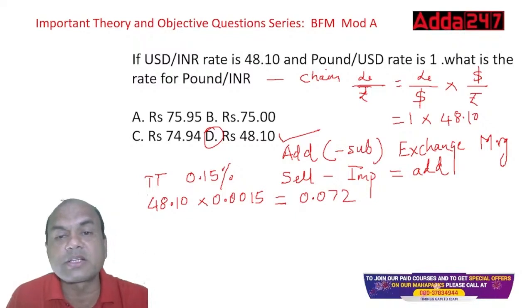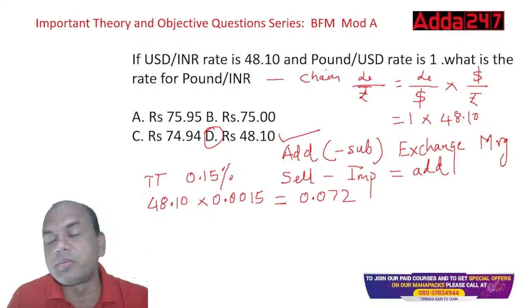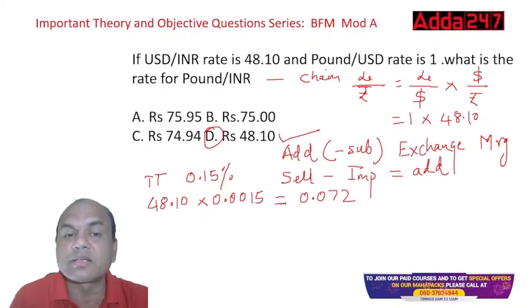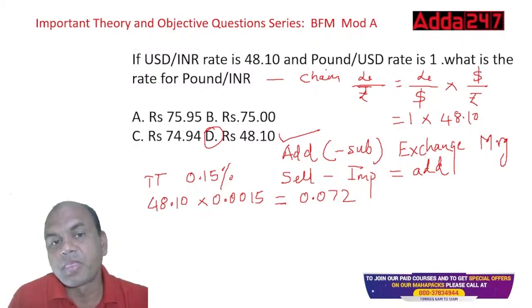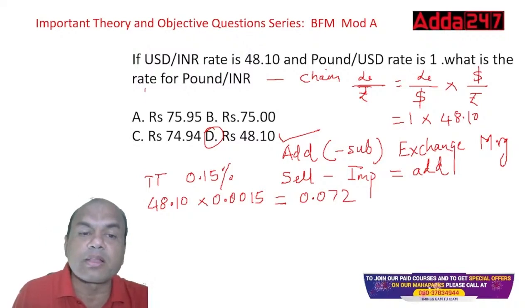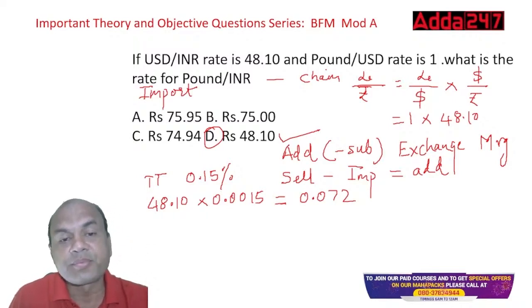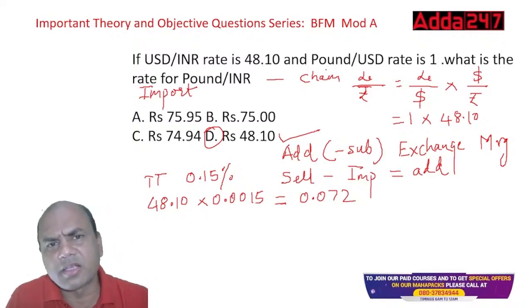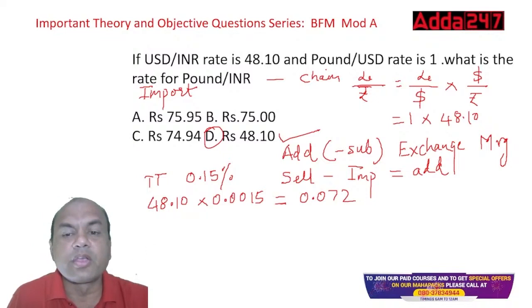So what will you do in this problem? What is given? The USD INR rate is given. What is the rate you will be taking? It's not given whether it's a buy or sell, so let's assume it's an import transaction. So you'll sell it over here. In the exam they will clearly give import or export. Import means sell, so you'll have to add this. So what will be your final rate?